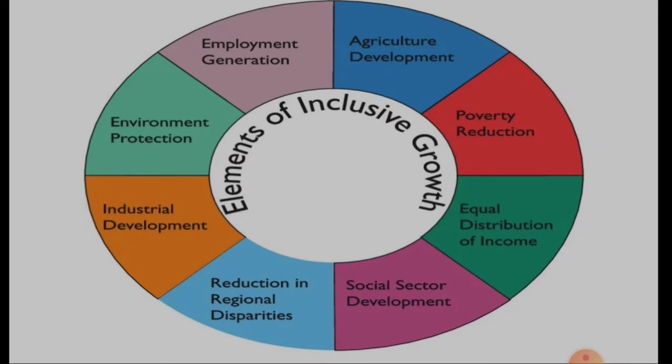Then poverty reduction and agriculture development, which is one of the main features of India, because almost 60% of our labor force is still engaged in agricultural activities. That is not directly in agriculture, but in activities associated with agriculture, such as food processing, transportation, distribution, hoarding, and godowns. These activities are also dependent on agriculture.